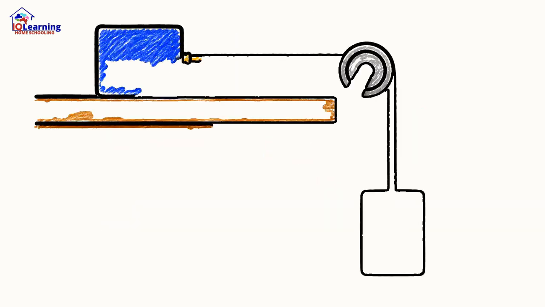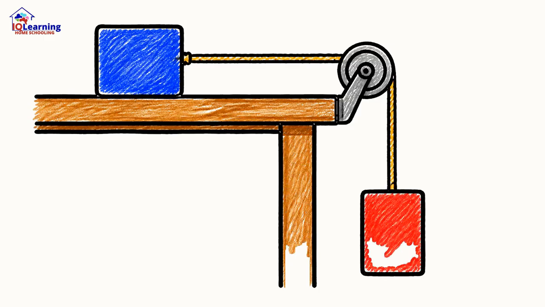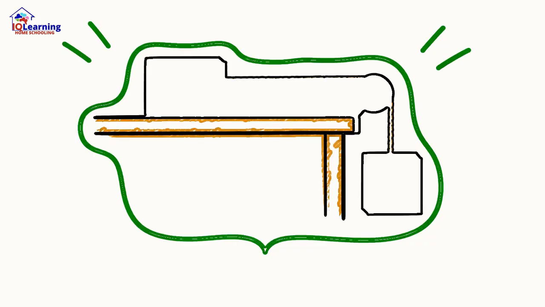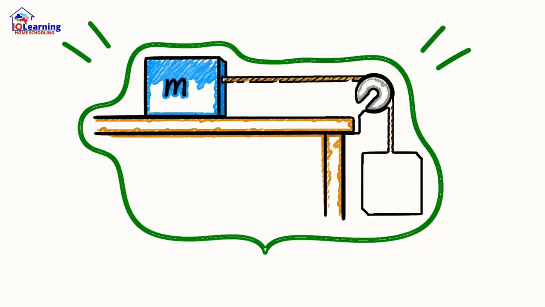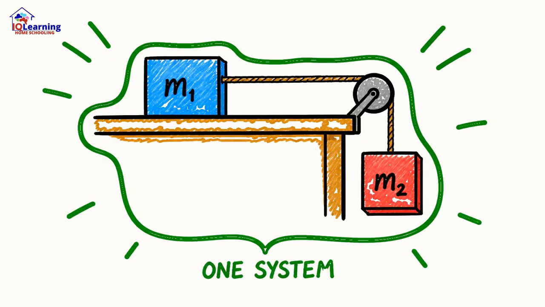Now, let's connect these ideas. Imagine a block on a table tied by a rope to another block hanging over the edge via a pulley. It looks complicated, but there's a powerful shortcut called the system method. Instead of analyzing each block separately, treat them as a single object. Their total mass is just the two masses added together.